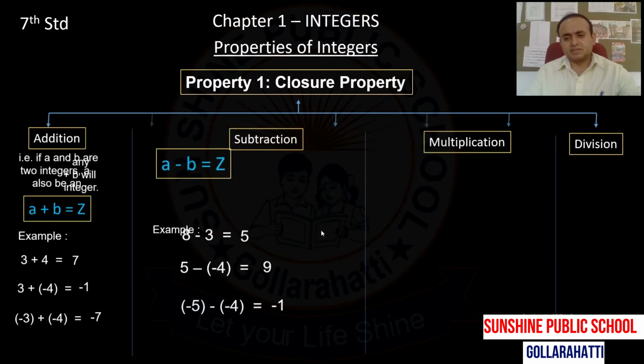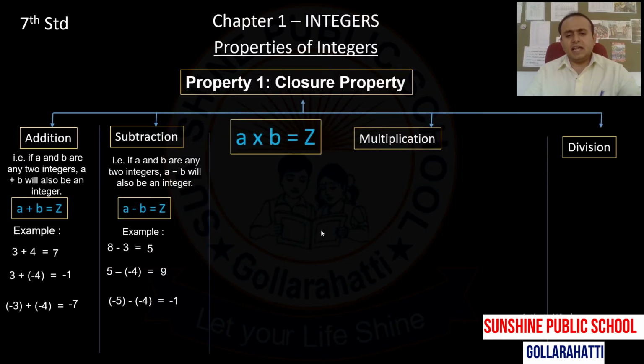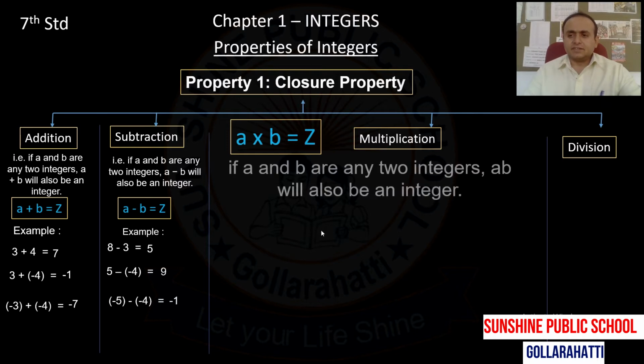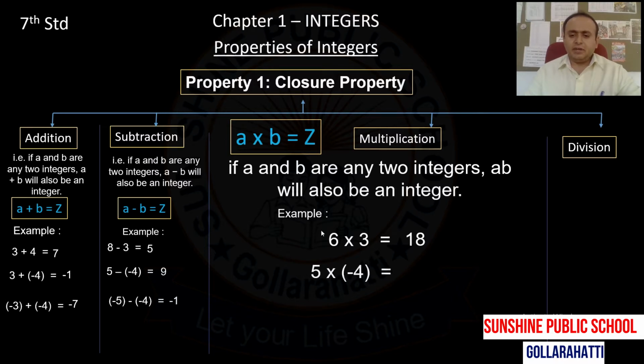Let us check with multiplication. See, multiplication a into b is equal to z. That means a is an integer and again b is an integer. If you multiply any two integers, the answer will also be an integer. So if a and b are two integers, ab will also be an integer. That is example 6 into 3. 6 into 3 is 18. So again 18 is also an integer. In the same way 5 into minus 4. 5 minus 4 multiply ಮಾಡಿದಾಗ ನಿಮಗೆ ಬರುವಂತ ಆನ್ಸರ್ minus 20. ಅದನ್ನು ಕೂಡ ಒಂದು ಇಂಟಿಜರ್ ಆಗೇ ಇರುತ್ತೆ. ಅದೇ ರೀತಿ minus 7 into minus 4. Minus 7 into minus 4 is 28. It is plus 28 because minus into minus is plus. Plus 28 is also an integer.